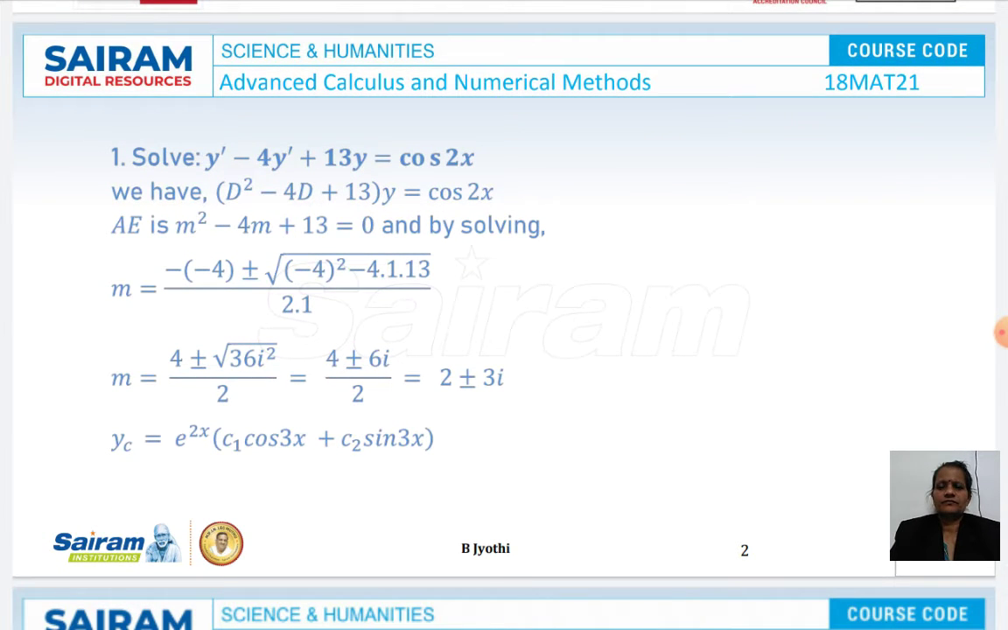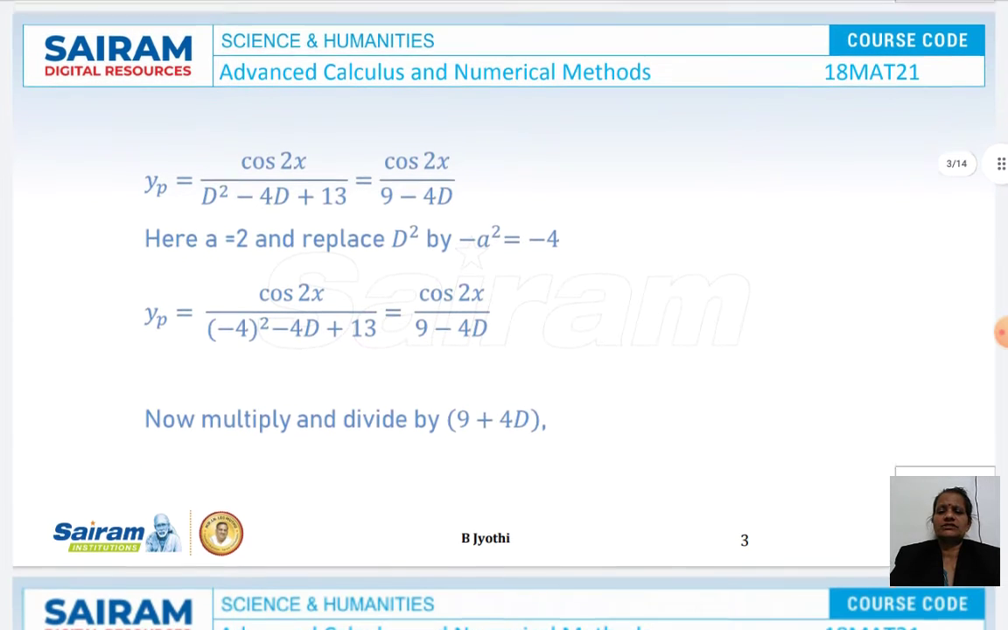First question. Solve y'' minus 4y' plus 13y is equal to cos 2x. We will write the left hand side as (D square minus 4D plus 13) of y is equal to cos 2x. And the auxiliary equation, when we solve this, we get m is equal to 2 plus or minus 3i. Thereby, yc is given by e to the power of 2x into (c1 cos 3x plus c2 sin 3x).